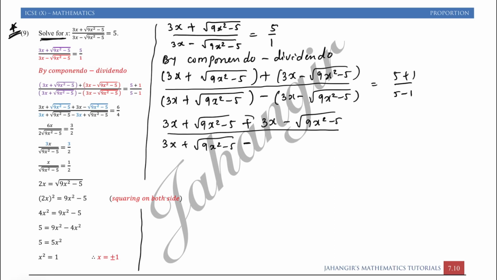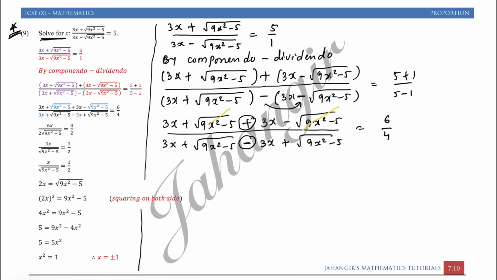See, here instead of plus we have minus. When we have minus, this sign will change. We can write minus 3x minus minus plus 9x square minus 5. So 5 plus 1 is 6 upon 4. So now let's cancel out whatever we can.